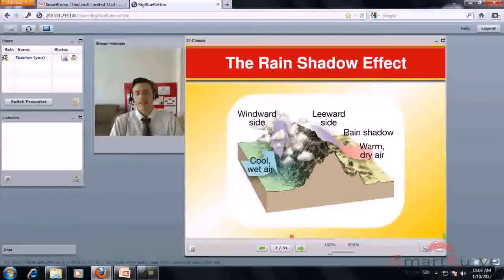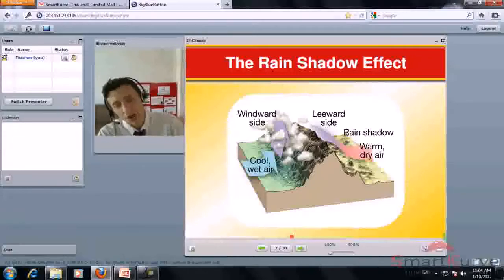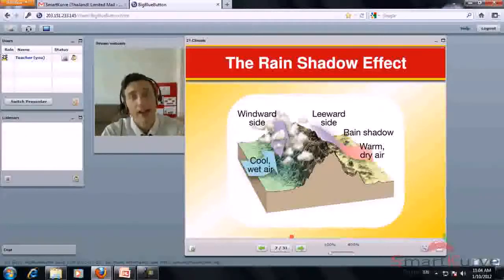Here we can see one of the major effects of topography on climate, and this effect is called the rain-shadow effect. You can see in this picture we have a very steep mountain range in the middle. Now from the left we have that blue arrow that represents cool, wet air. Now that's air that's going to bring a lot of rain.